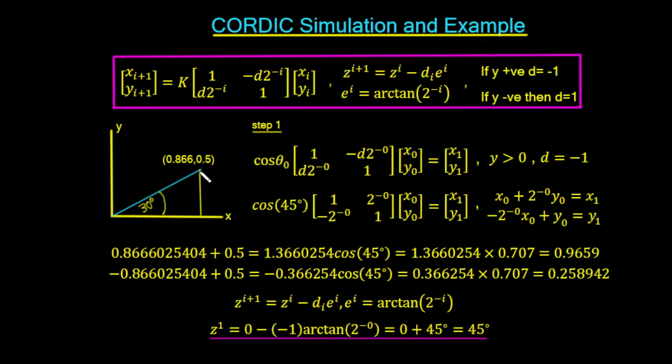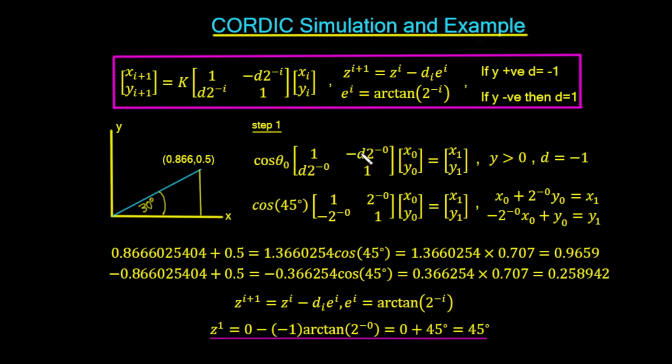Now, the direction of rotation of this point is dependent on the y value. So in the start of this, you can see that the y value is a positive value. So y is greater than 0. Now, if that was the case, you can see from the algorithm above, if y is positive, then the value for d is minus 1. So we can put that in here for d.